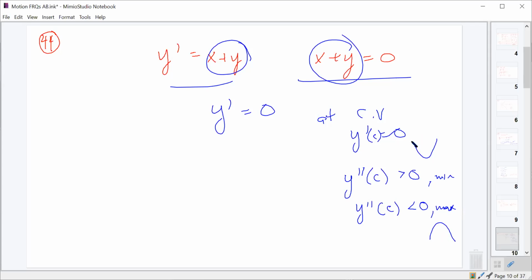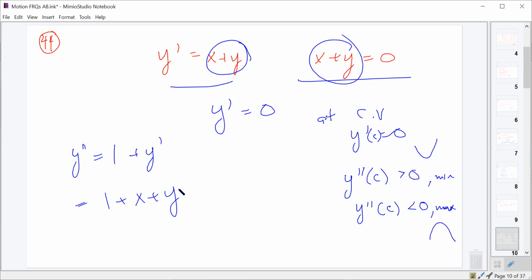I said those backwards. This is concave up and this is concave down. So concave up means we have a min, concave down means we have a max. So now we'll find our second derivative. Our second derivative ought to be, well, the derivative of x is 1 and the derivative of y is y prime, which is just x plus y.